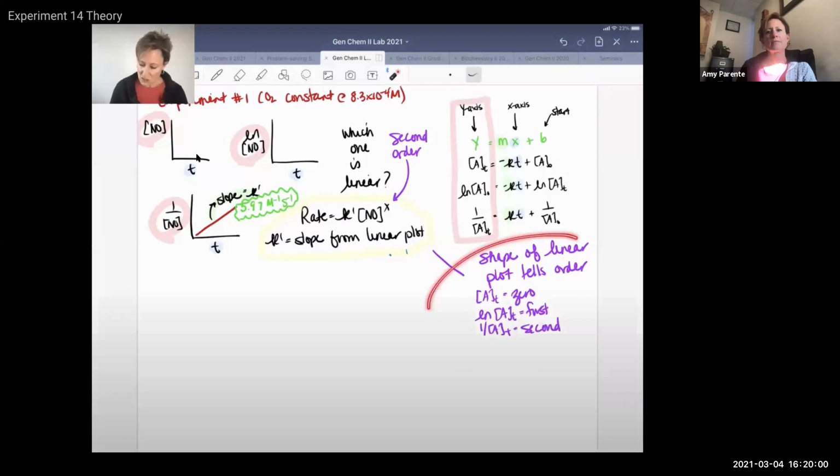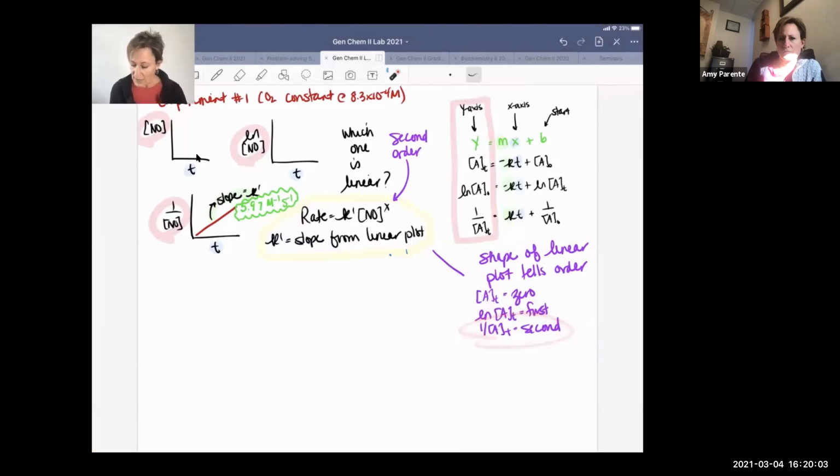So the fact that the shape of a plot of 1 over [NO] gives us a straight line tells us that we are second order with respect to NO. So that tells us that x is going to be equal to 2 there. And one other important piece of information from this plot is that the slope of the plot will give us the rate constant, that merged together rate constant, which we called k prime here. So after you've plotted this data and looked at 3 different plots and determined which one gives you the straight line, that will tell you the reaction order, and then the slope is an important piece of information that tells us that merged together rate constant, k prime.